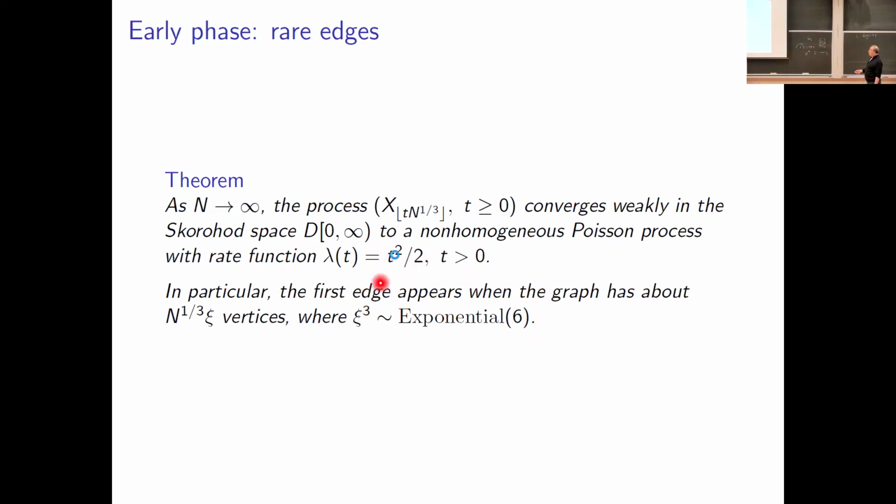So the whole process in the early stages will be a Poisson process of appearance of edges, and this Poisson process will have this quadratic intensity t² over 2. So the first point of this Poisson process with this intensity is precisely this random variable whose cube is an exponential variable. So this is the cubic root of an exponential variable. Okay, that's the first stage.